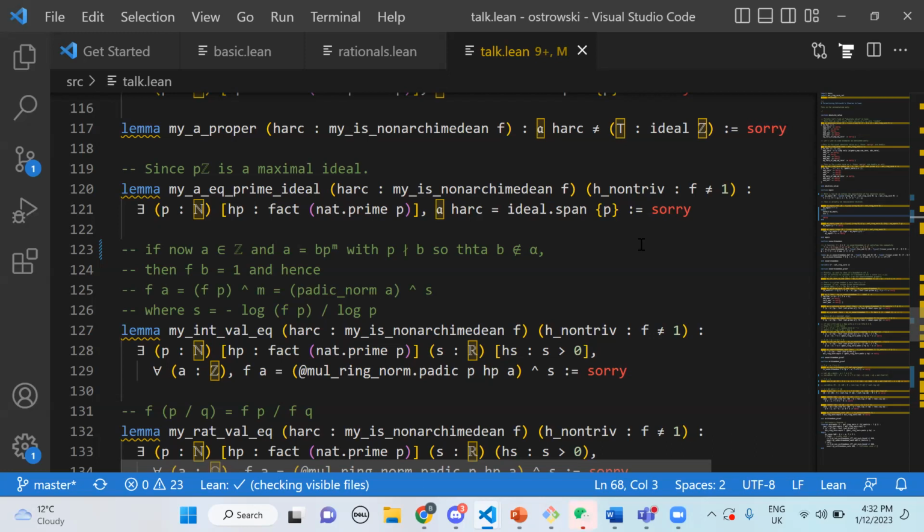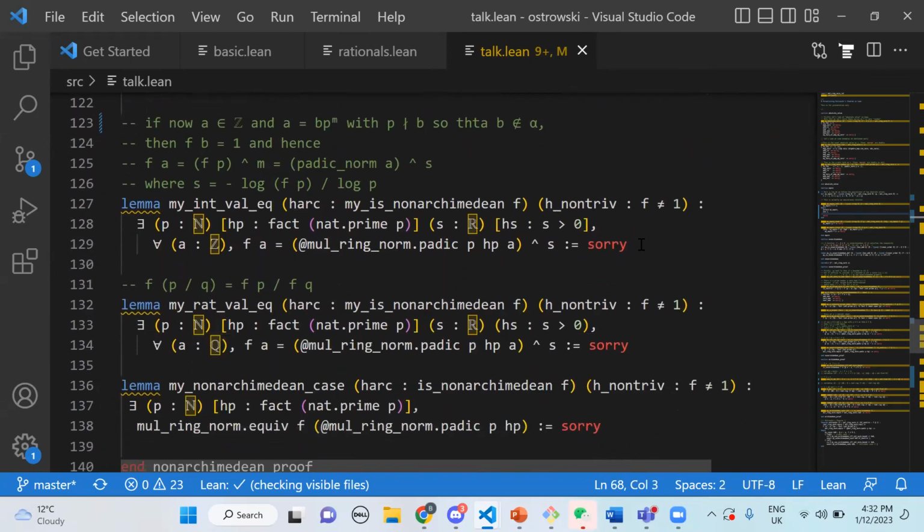So now we think about the norm of A. The norm of A is equal to the norm of P to the power of m, because the norm of B is equal to 1. Then everything should be done: it is the p-adic norm of A to the power of s, where s is defined as minus log of the norm of P over log P. You can easily check this is true. So this lemma is telling you that for any integer, the norm of A is equal to the p-adic norm of A to the power of s, where s is defined like this.